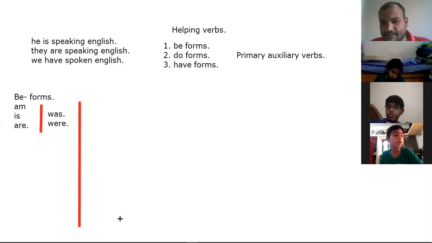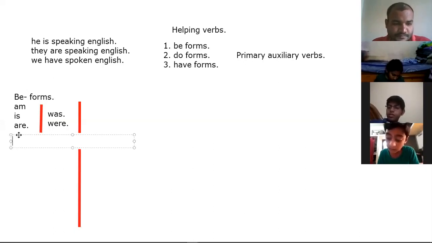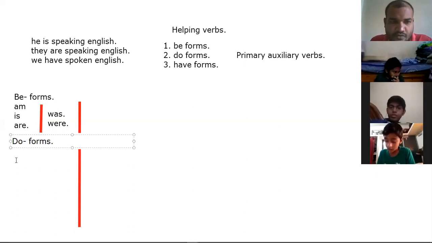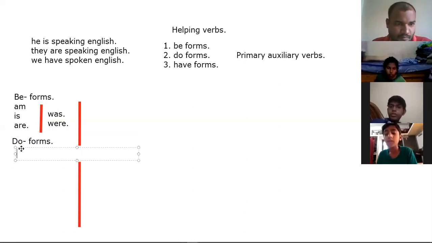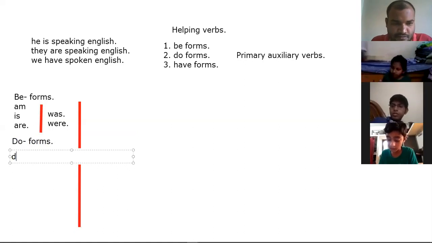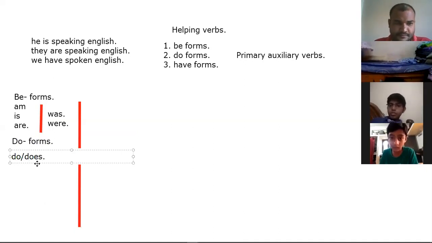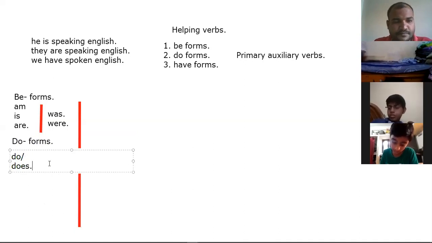Future, I'll give later. Okay, now, do forms. Do, are, does. So that is in the present tense.